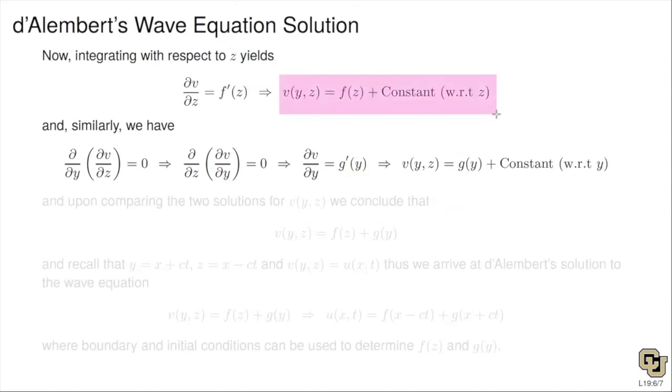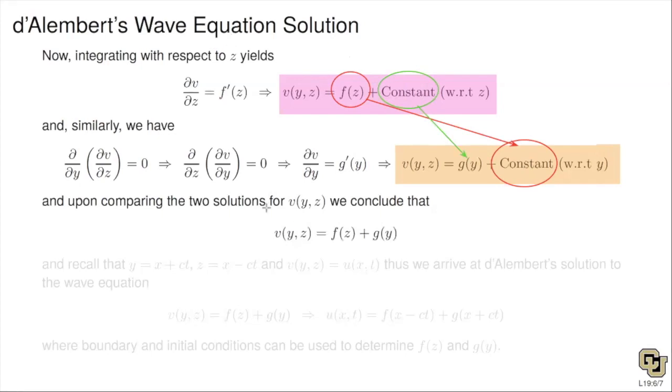Look here, I say v of yz is some function of z plus a constant with respect to z, could be a function of y. But this other equation says v of yz is a function of y plus some constant, i.e. constant with respect to y, could be a function of z. If we compare the two equations, we make the conclusion that this constant, a constant with respect to y, is probably this function f of z. And this other constant, a constant with respect to z but could have a y variable in it, is probably g of y. And so I conclude that v of yz looks like f of z plus g of y.